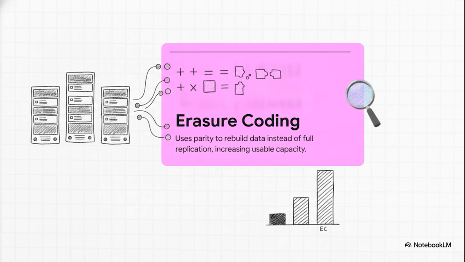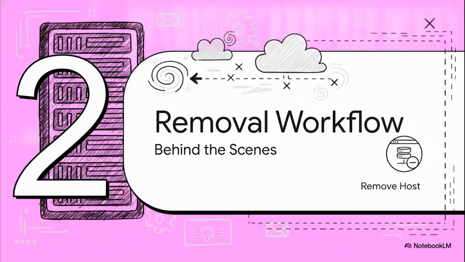Erasure coding is a bit different. It increases your usable capacity by using mathematical parity information to rebuild your data if there's a failure, rather than relying on full one-to-one data replication. Understanding exactly how RF and EC interact with each other is the absolute key to mastering node removal for the exam. Section 2. The node removal workflow.